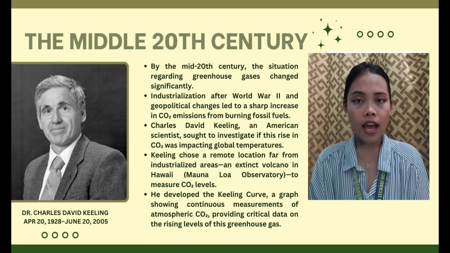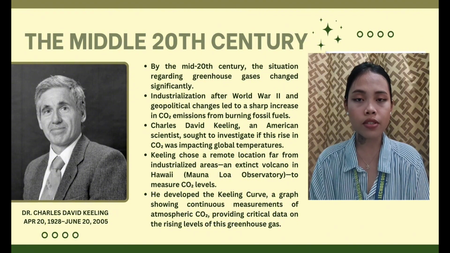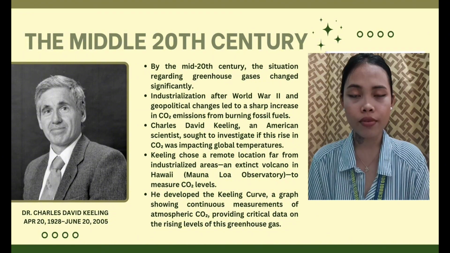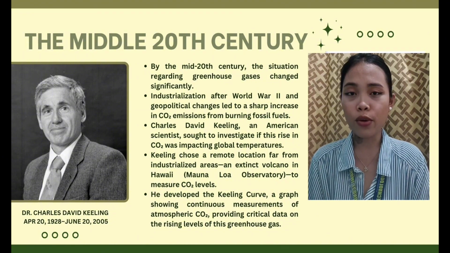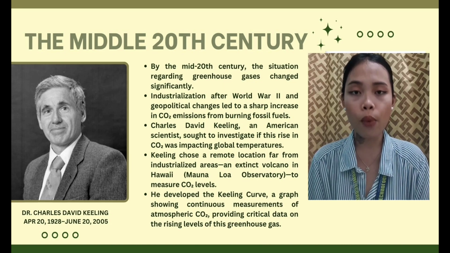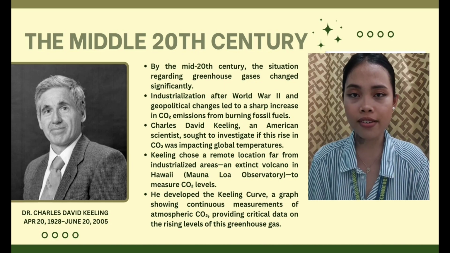Charles David Keeling, an American scientist, recognized the need to study whether the rise in carbon dioxide from human activities was affecting global temperatures. He wanted to understand the relationship between fossil fuel emissions and climate change. Keeling selected Mauna Loa Observatory, located on an extinct volcano in Hawaii, as his research site.